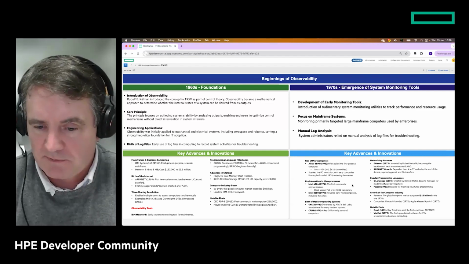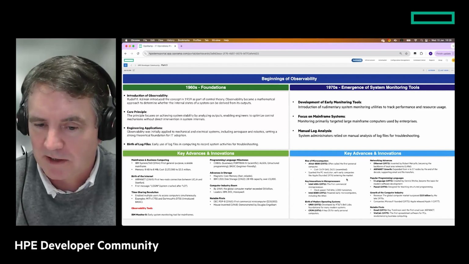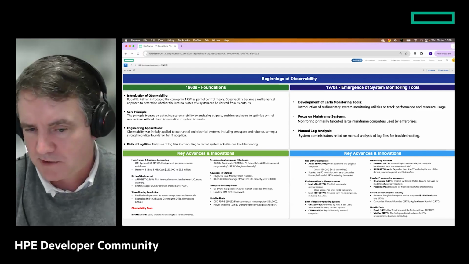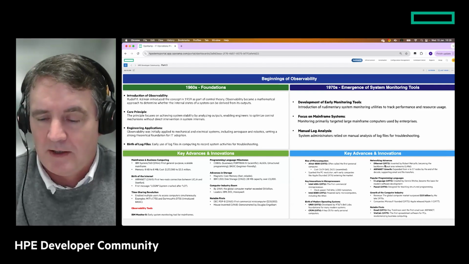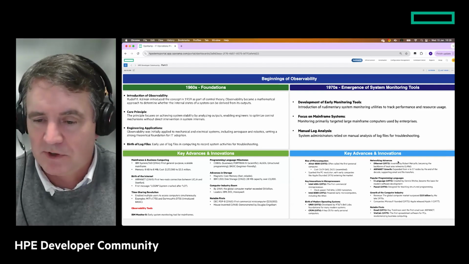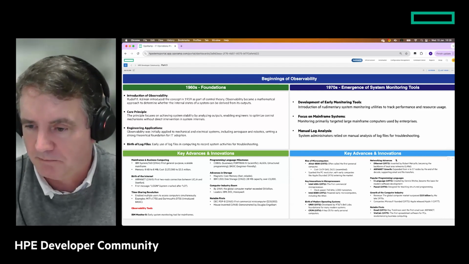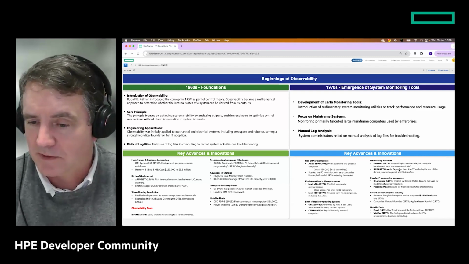Unix was born in 1971. I thought it was much later than that, but no, it wasn't. The first personal computer came out back in 75, called the Altair 8800. Ethernet was born in 1973. Again, I thought that was later. Little did I know. So lots of advances.